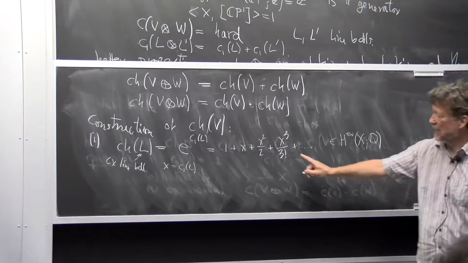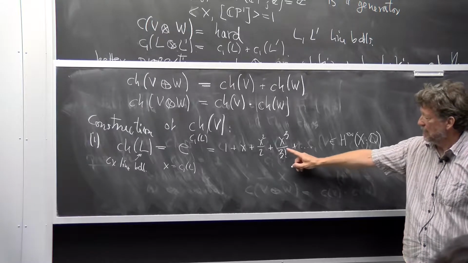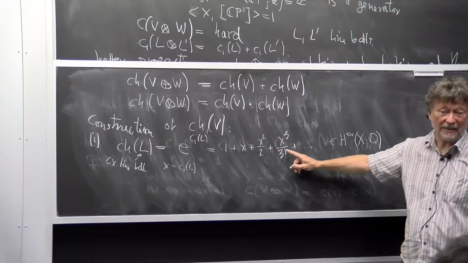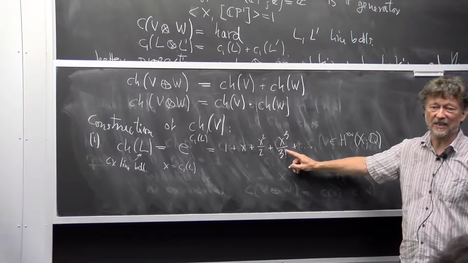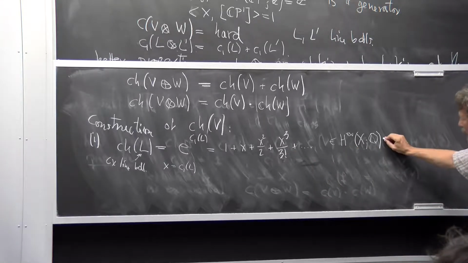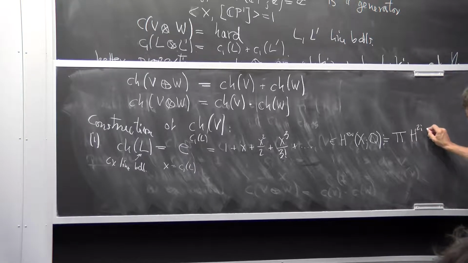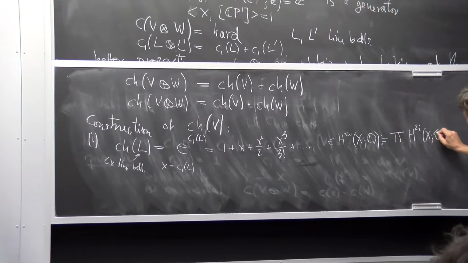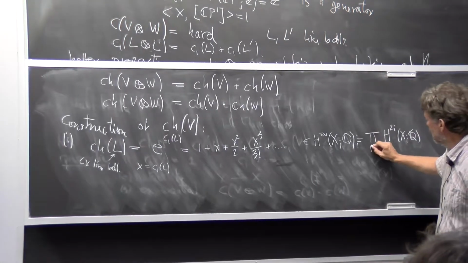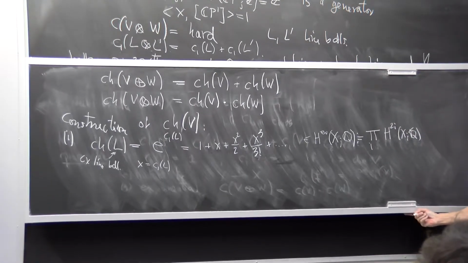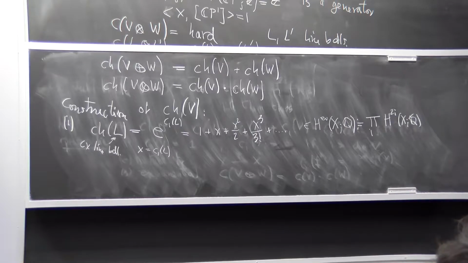And you also notice that this thing might not live in the direct sum of cohomology groups. It lives in the direct product. So by this, strictly speaking, I mean the product of all the even cohomology classes of X with rational coefficients rather than the sum of those things. Right? So that's it for a line bundle.